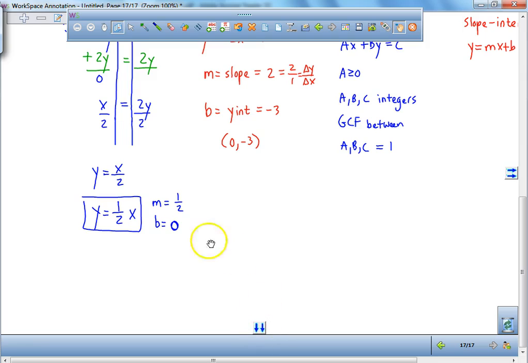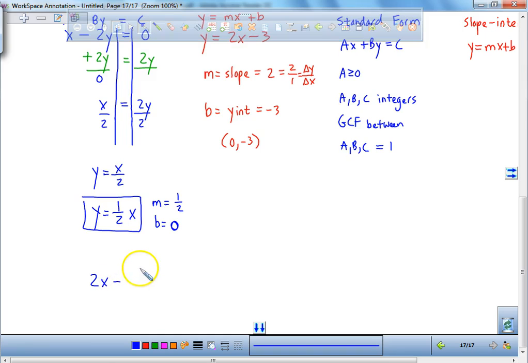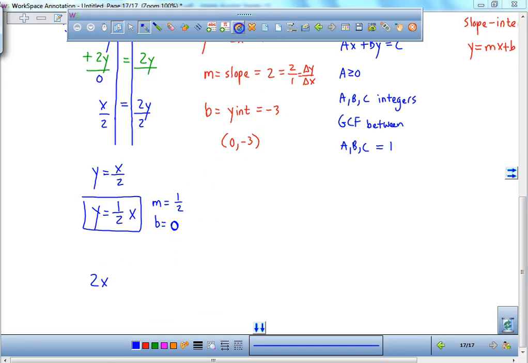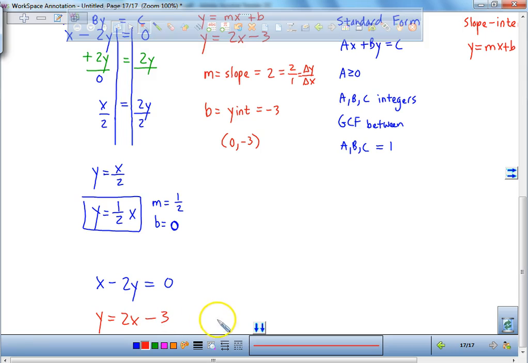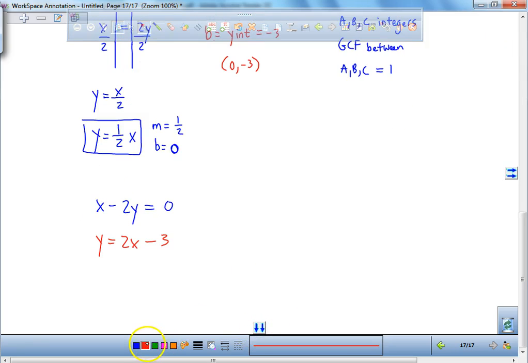Okay? So check this out. What was our first equation? Our first equation was 2x minus, no wait, is it x minus 2y? My apologies. Was it x minus 2y equals 0? And the other one was what? y equals 2x minus 3. What I'd like you guys to do is I'd like you guys to plug in our solution.